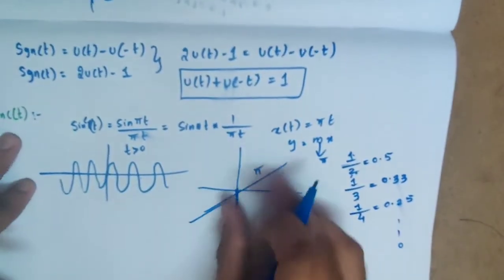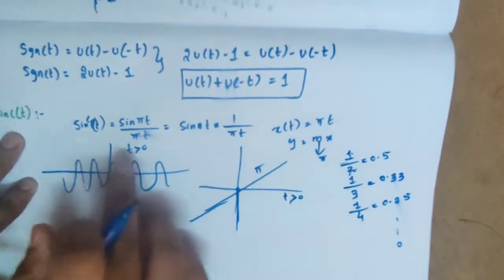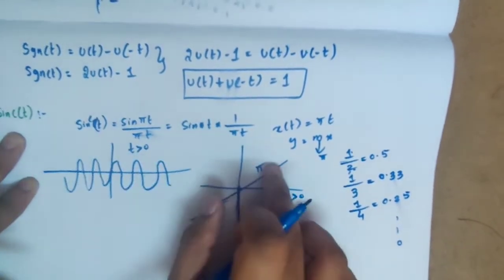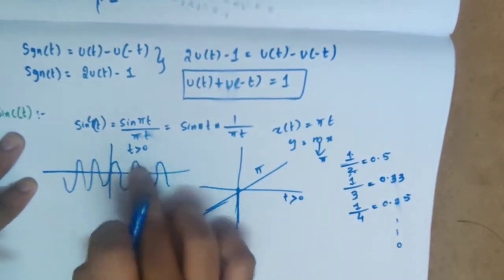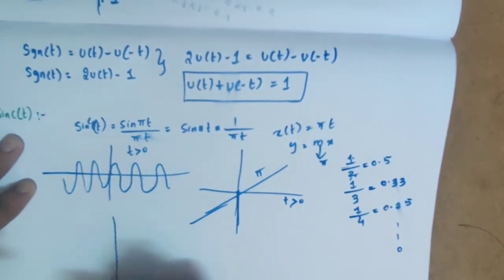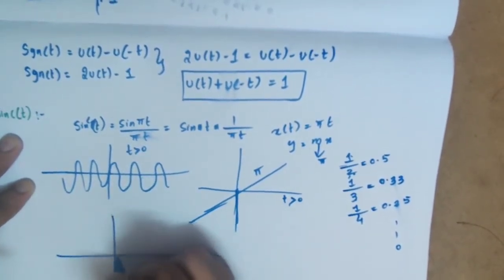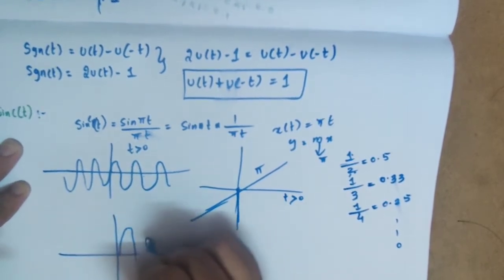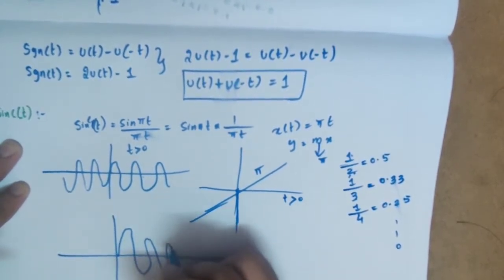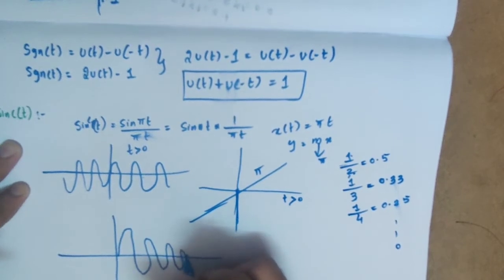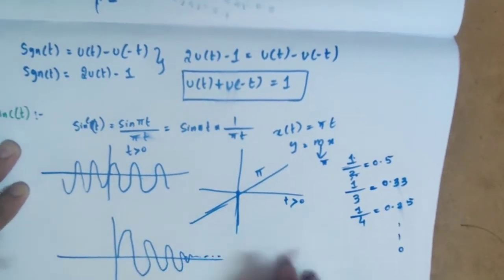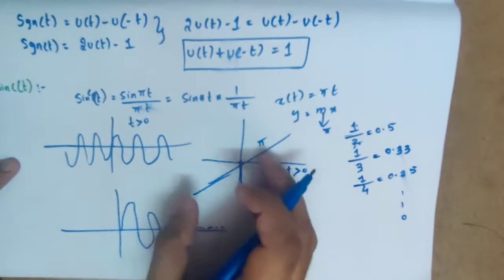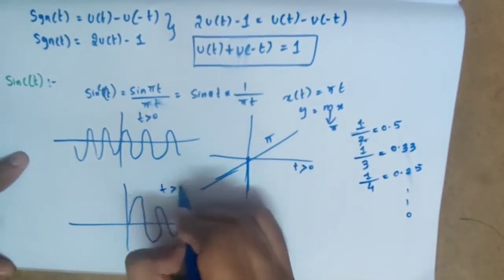In the same way, here also the magnitude is increasing, and you are dividing this with this increasing magnitude, so the amplitude of this function will also keep on decreasing, it will be like this, and at some point of time it will become 0. So this is for t greater than 0.